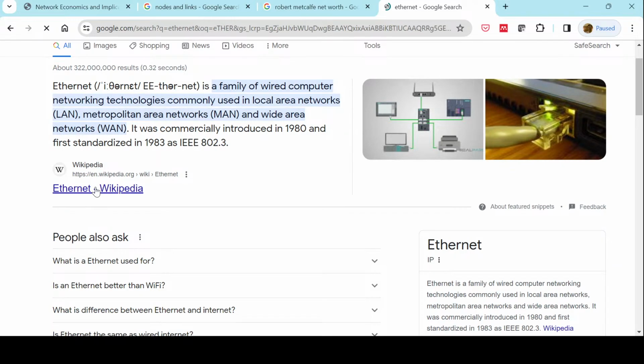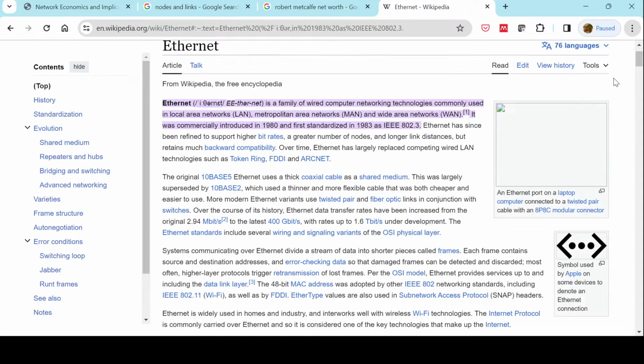By the way, it's slow because I'm using the Wi-Fi here, quite far from the source. Ethernet is a family. Ethernet is widely used in homes and industry and for internetworking. History.